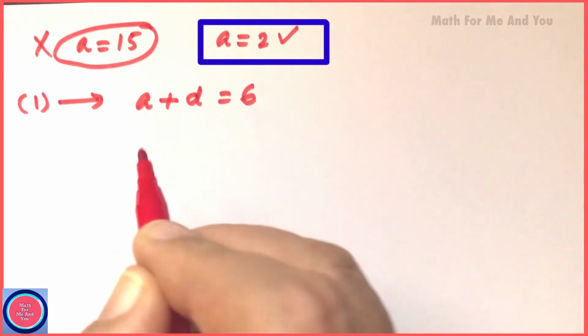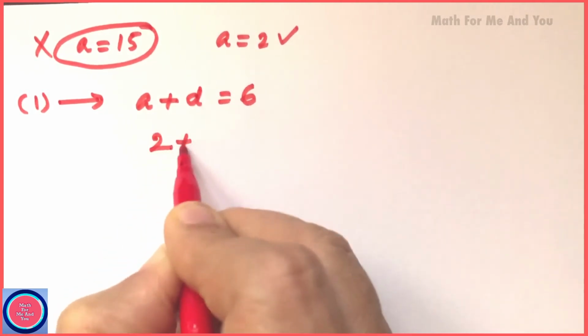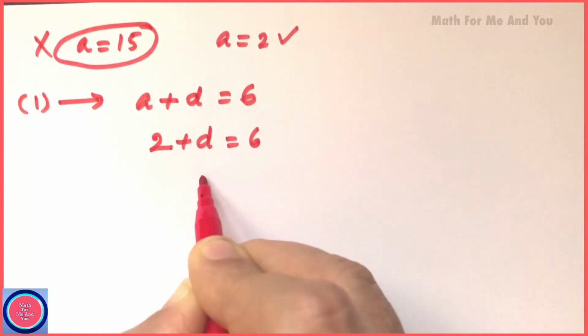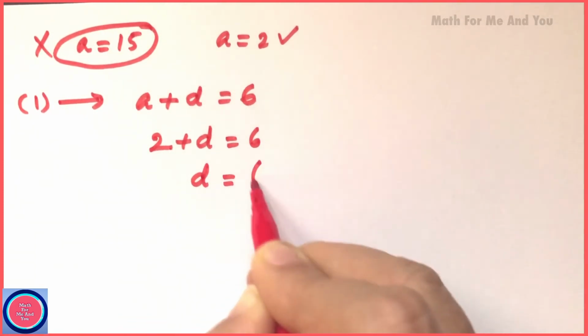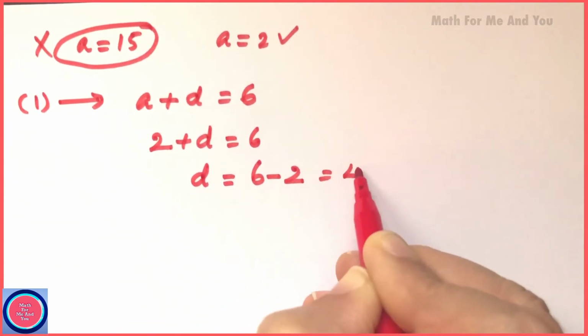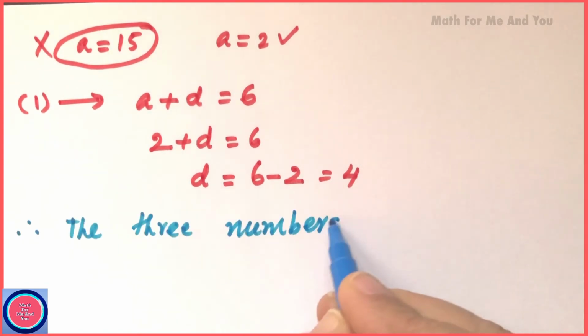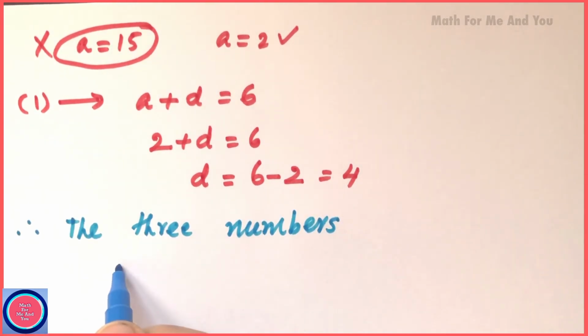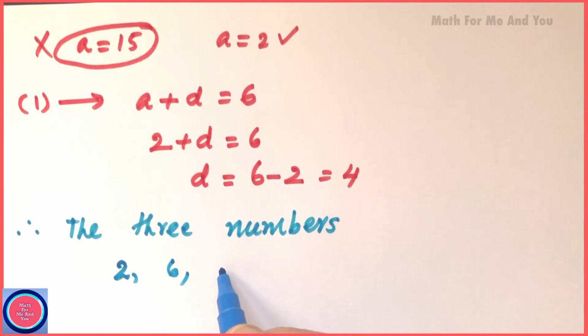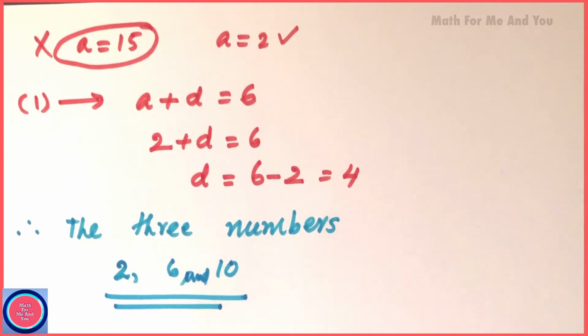Then substitute this in equation number 1 and find D. What is D? D equal 6 minus A, that is 6 minus 2 equals 4. Since we have got the values of A, the first term, and D, the common difference, we can write the 3 numbers as A, that is 2, A plus D, that means 2 plus 4 is 6, then A plus 2D. How much is it? 6 plus 4, that is 10. See the 3 numbers. What is their total? 2 plus 6 plus 10 is equal to 18. So the 3 numbers are 2, 6 and 10.